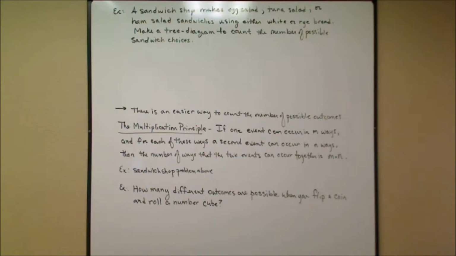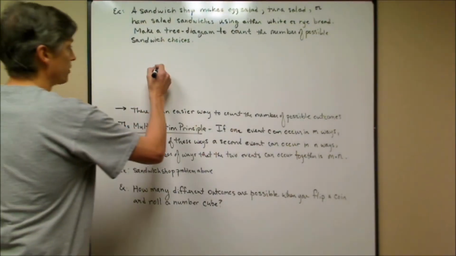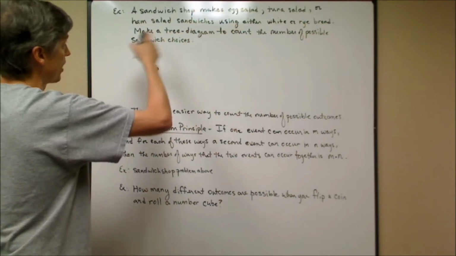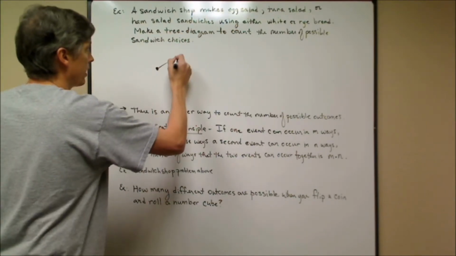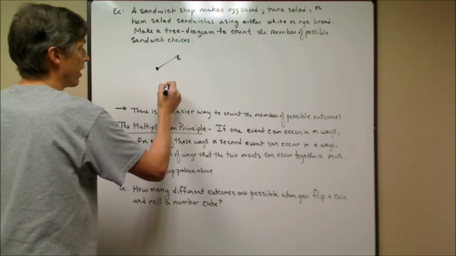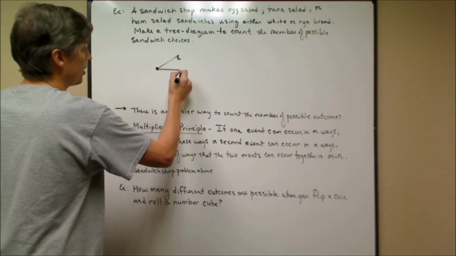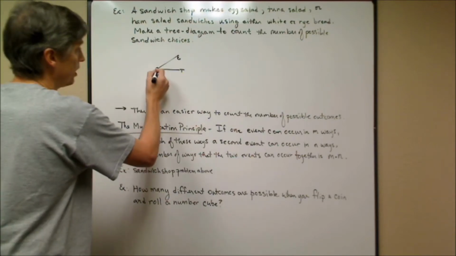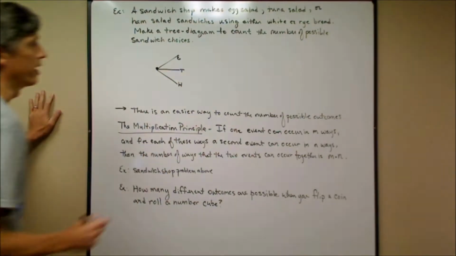Here's another example. A sandwich shop makes egg salad, tuna salad, or ham salad sandwiches using either white or rye bread. Make a tree diagram to count the number of possible sandwich choices. So here we go again. We start with the dot here. I guess that's us. And we can have egg salad, tuna salad, or ham salad. I'm just going to put an E here for egg. We can have tuna. I'm going to put a T here for tuna. And then I'm also going to have ham. So I'm going to put an H here for ham.